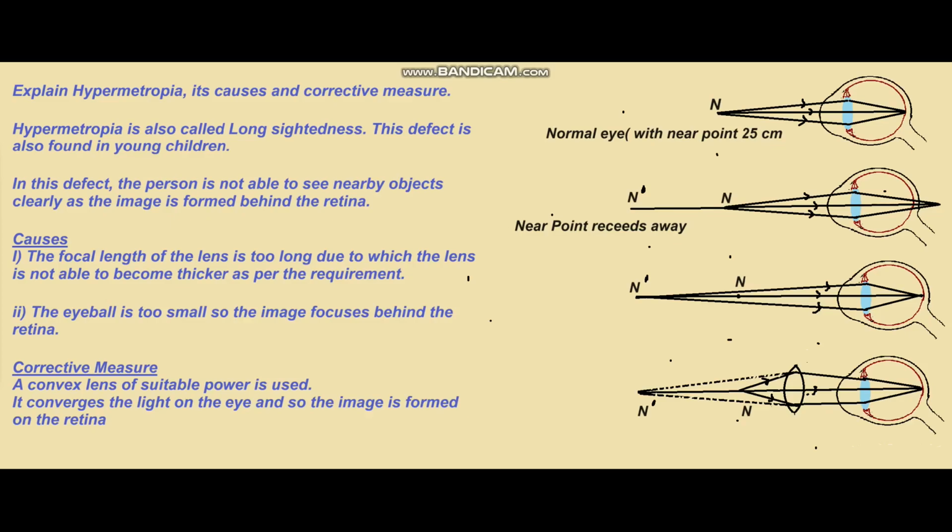Now, this can be corrected by using a convex lens of suitable power. Now, this lens converges the light before it falls on the eye lens so that the light can pass through the lens and focus on the retina, giving you a perfect vision.